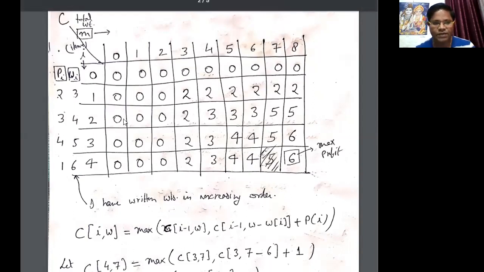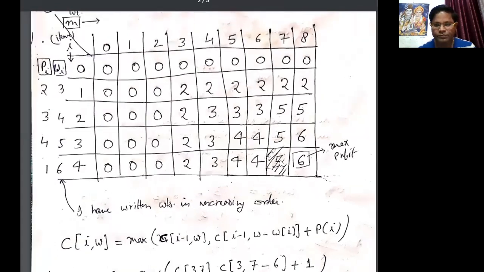And if the weight becomes 7, then we are successful in placing these 2 items, that is 4 plus 3, 7. So the total profit is 3 plus 2, 5, so I am writing here 5. Now, if the capacity becomes 8, it means we are successful with the third item and the first item, and the total profit is 4.